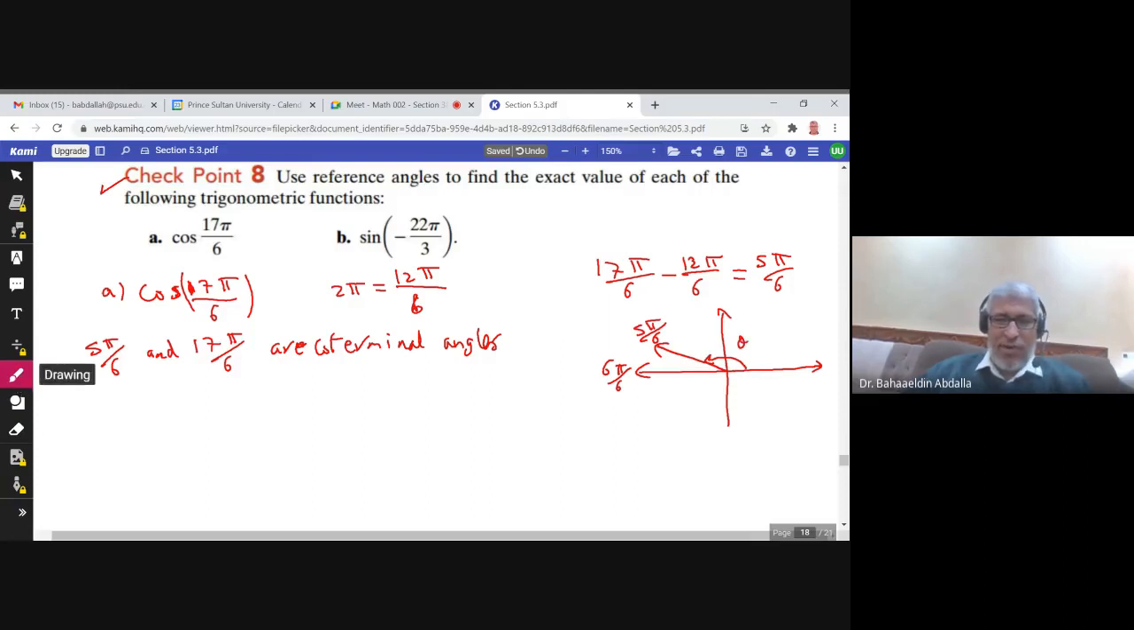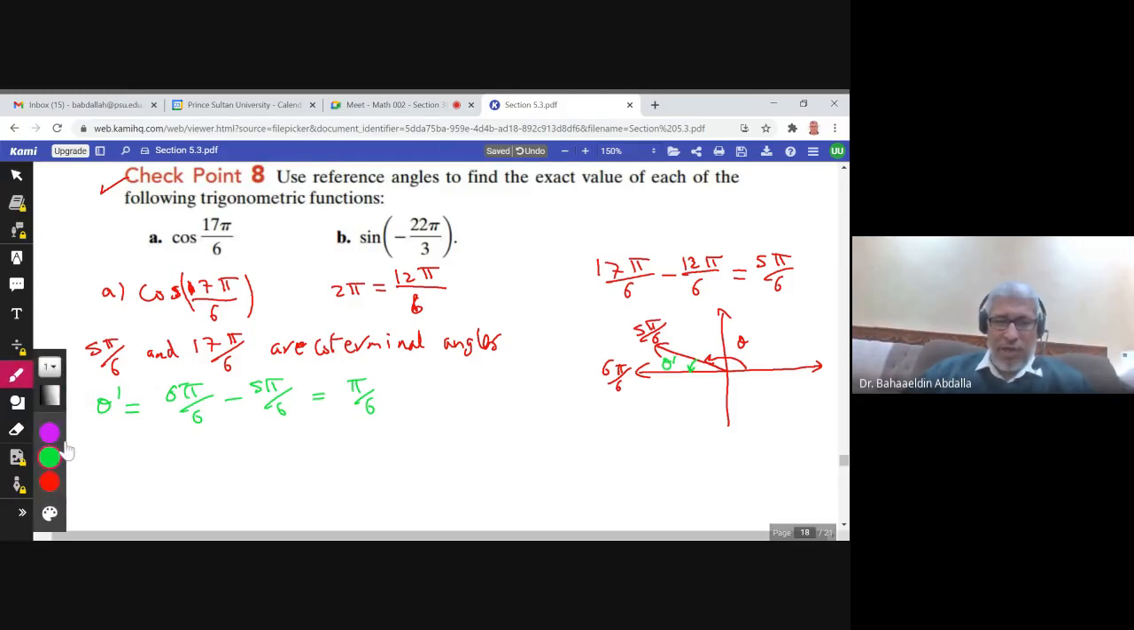Now, what about the reference angle? The reference angle is in the positive direction. This is theta prime. How to find theta prime when you are in the second quadrant? You subtract 6 pi over 6 minus 5 pi over 6. So it would be pi over 6.